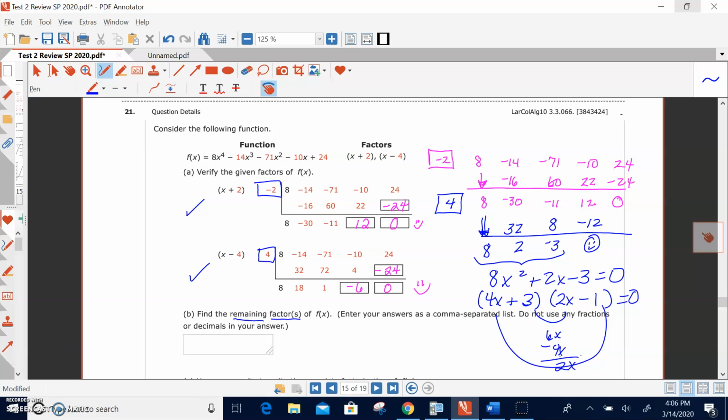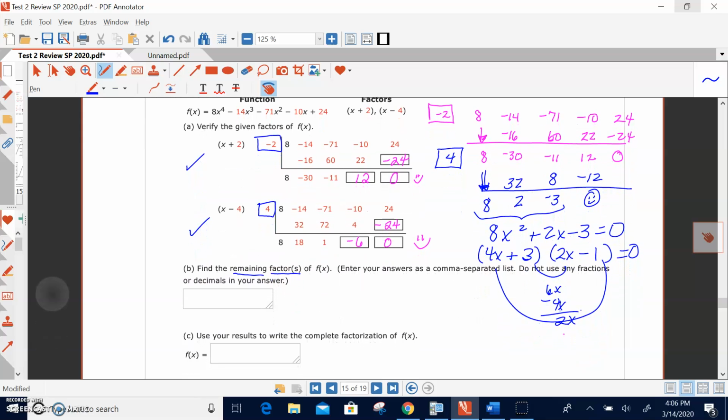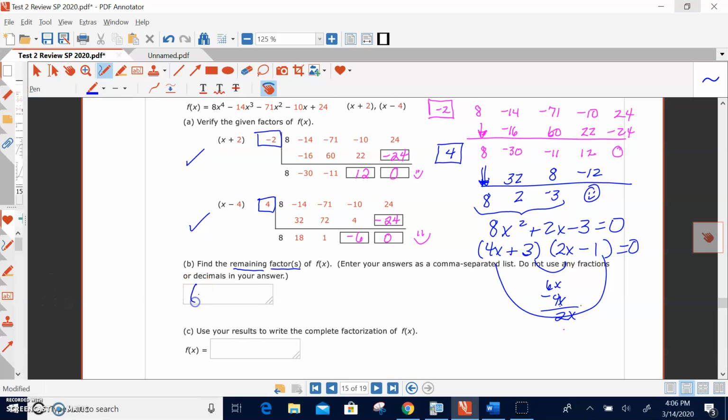Okay, so it wants me to find the remaining factors. I have my two factors there, so I'm assuming it just wants the 2 that I just found. So I'm going to type in 4x plus 3, comma, as one factor, and 2x minus 1 as the other factor. Now, I'm not sure if it wants me to have the parentheses or if it wants it listed as 4x plus 3, comma, 2x minus 1. Not real sure, but you may have to play with that.